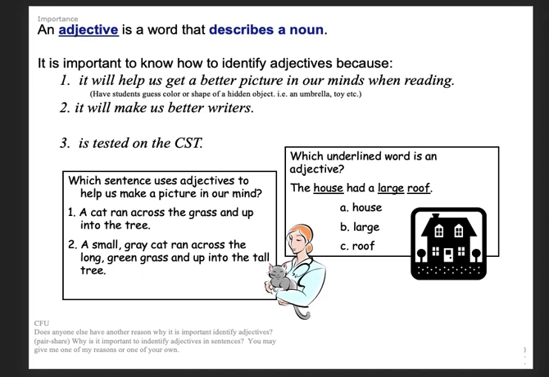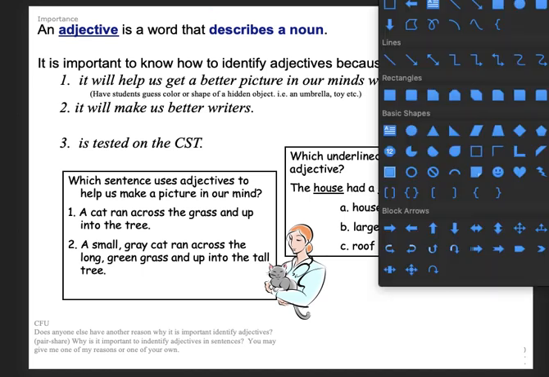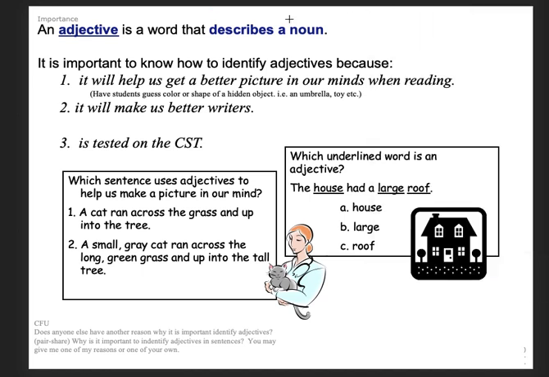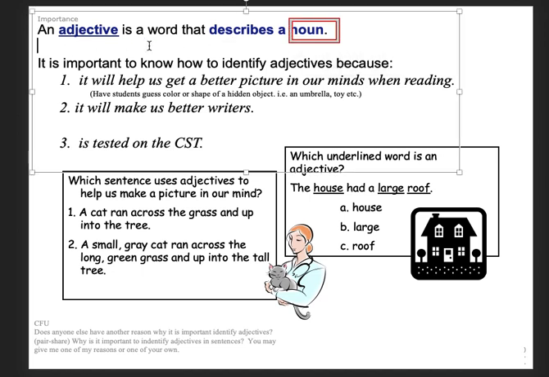An adjective is a word that describes a noun. It's important that we know what a noun is. It's a person, a place, or a thing, an object. Right here, this is important. We don't want to miss this. An adjective is a word that describes a noun.